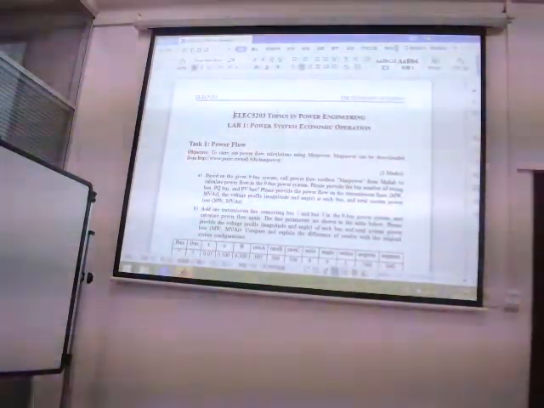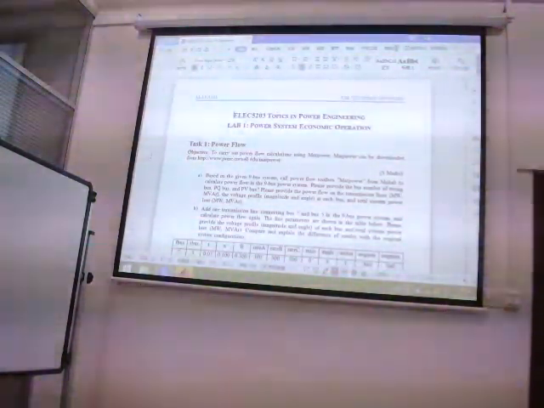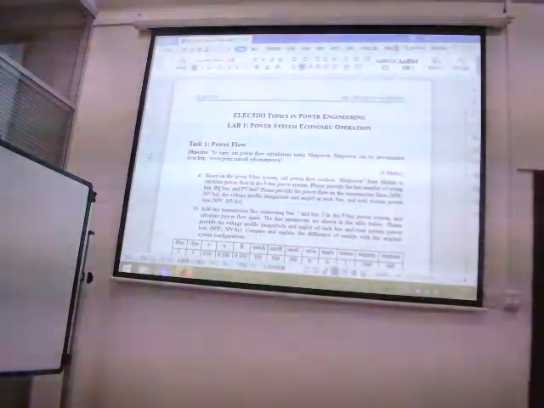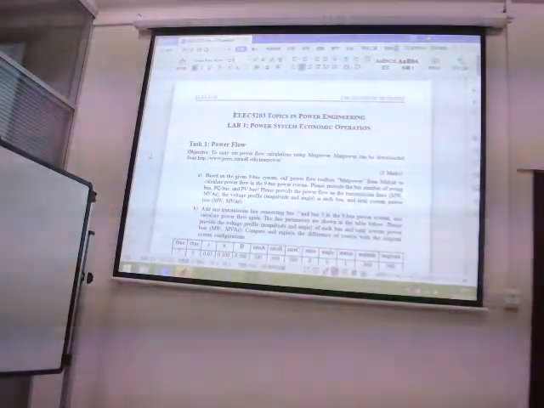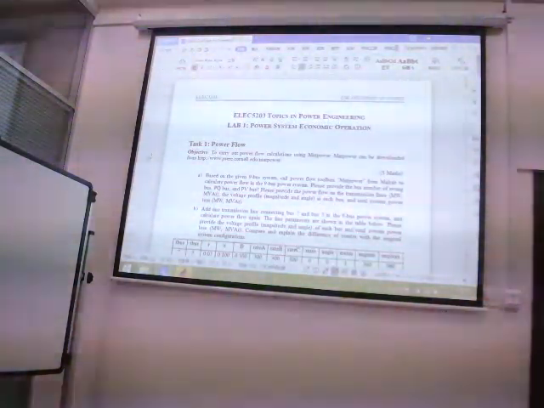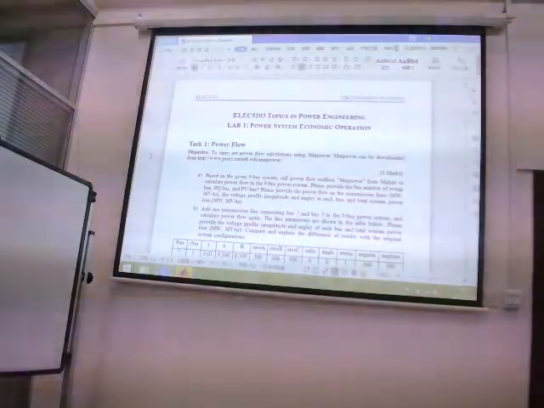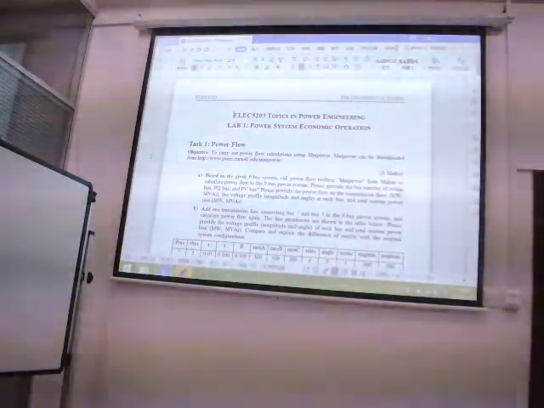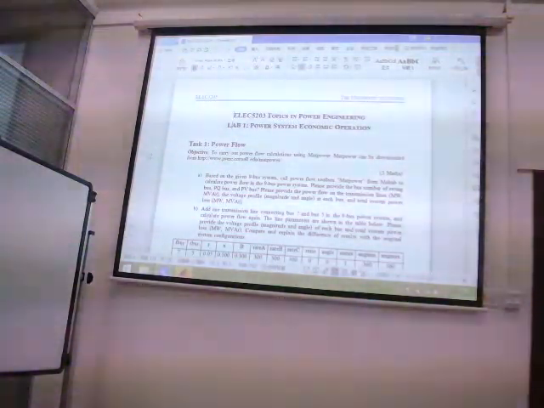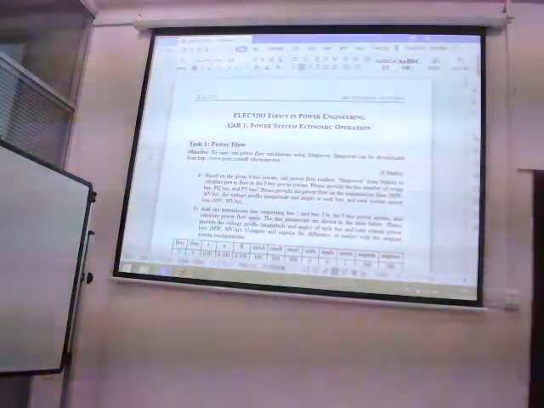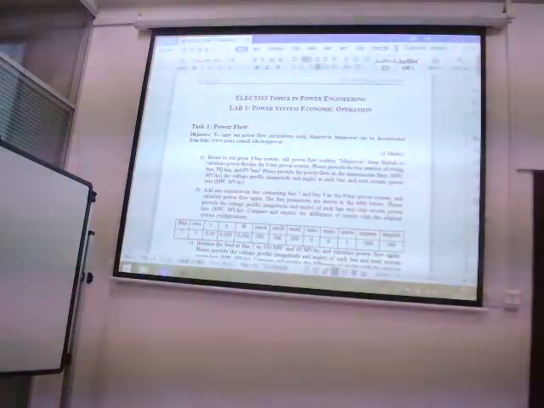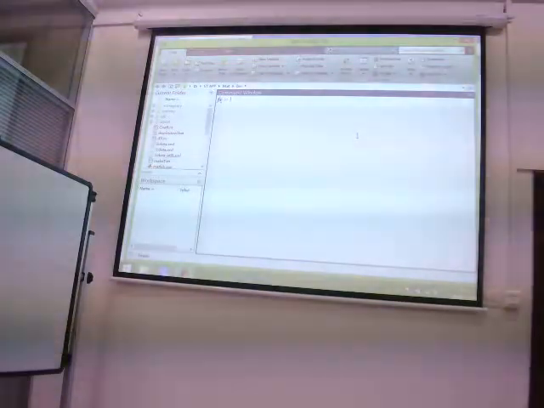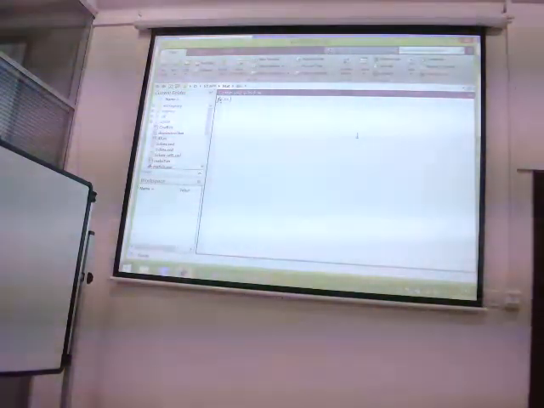Firstly, we have looked at task one. Task one is to carry out the power flow calculation using MATPower. MATPower can be downloaded from the source. I'm not sure if this link is still available, because I assume this is for version 4, but now it's at 7.1. Now I will teach you hand by hand how to add MATPower to your MATLAB.